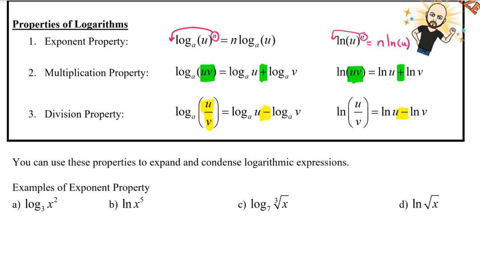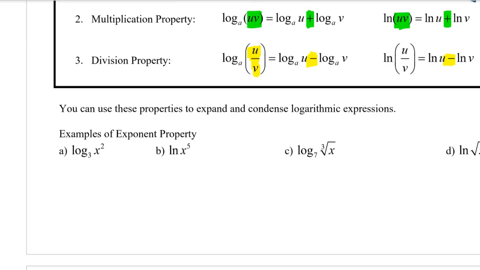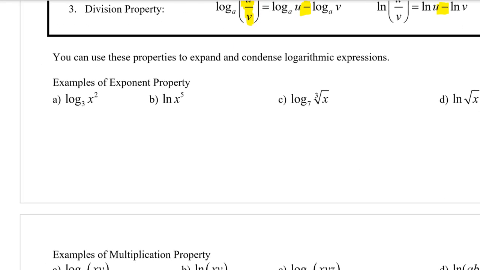All right, so let's take a look at 3 examples here of using the exponent property. It's going to be pretty straightforward. So that first one, log base 3 of x squared. You're going to take this 2 that's right there, and it's going to go right down in front. So you're just going to have 2 log base 3 of x. So there's no more exponents when we rewrite that.